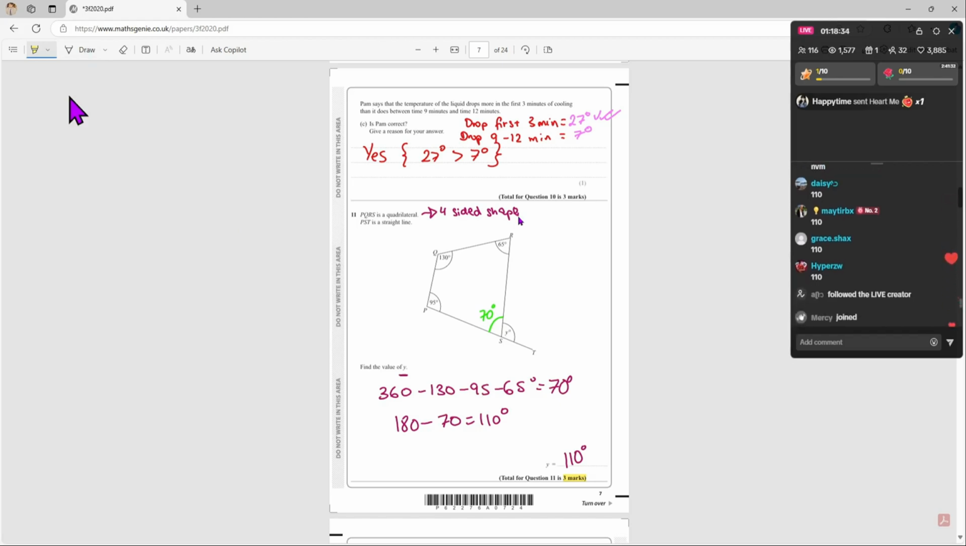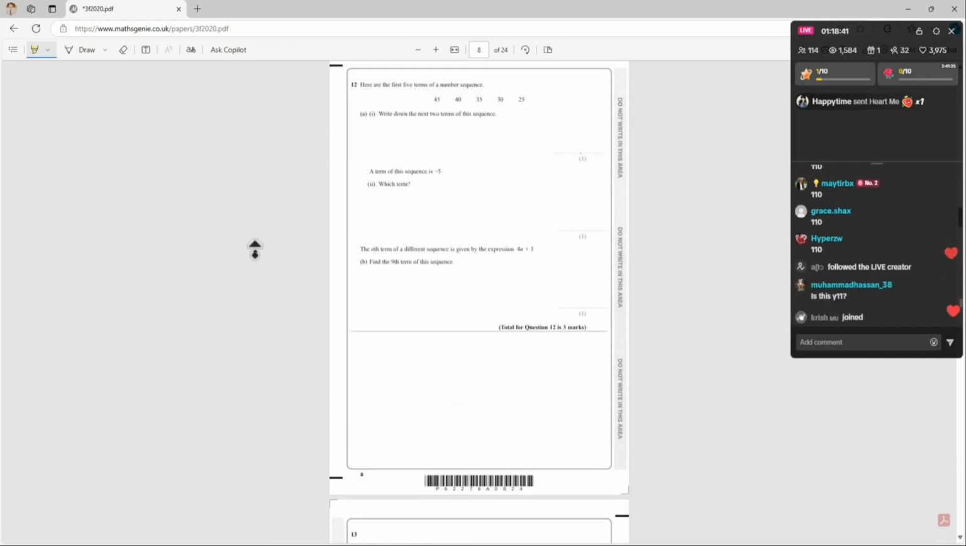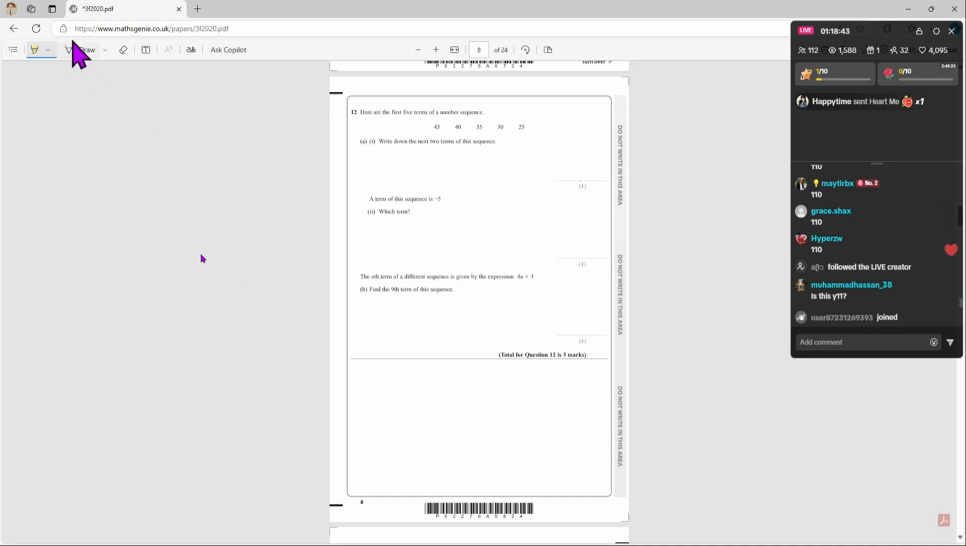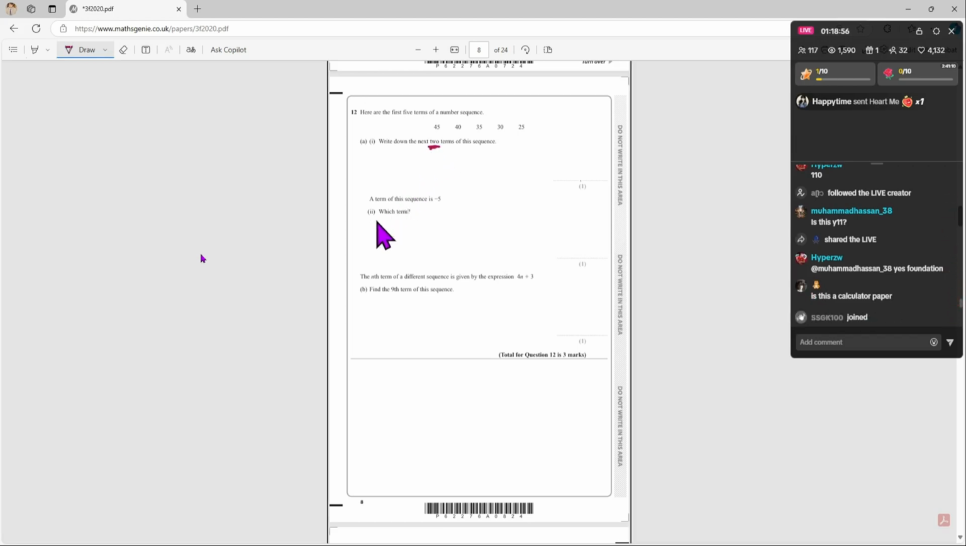So let's move on to our next question, guys. Question number 12. So here are the first 5 terms of a number sequence: 45, 40, 35, 30, and 25. We need to write down the next 2 terms of this sequence. To work out the next 2 terms, we have to work out what is the pattern, what is going up, what is going down in this case.